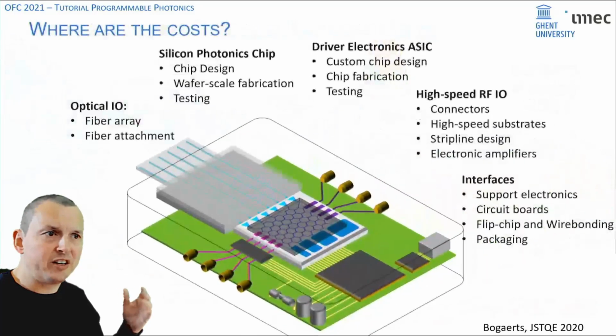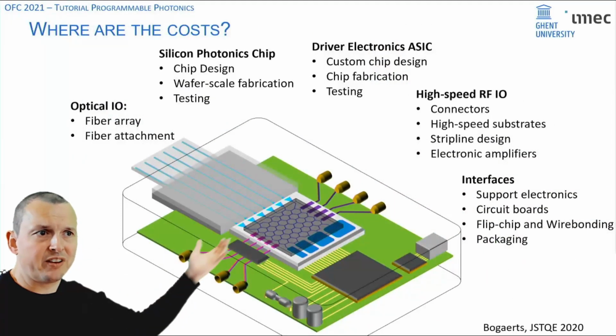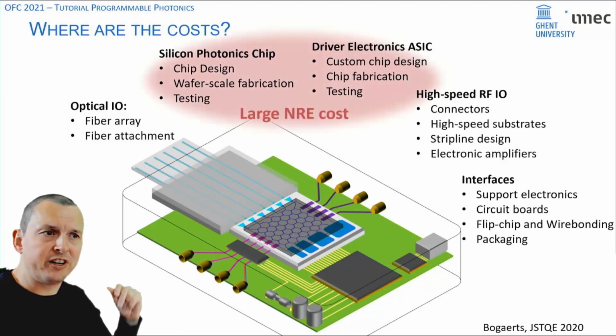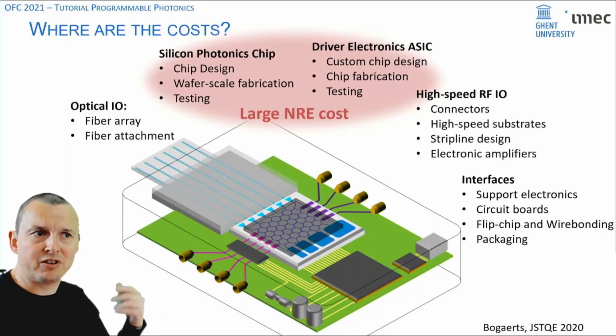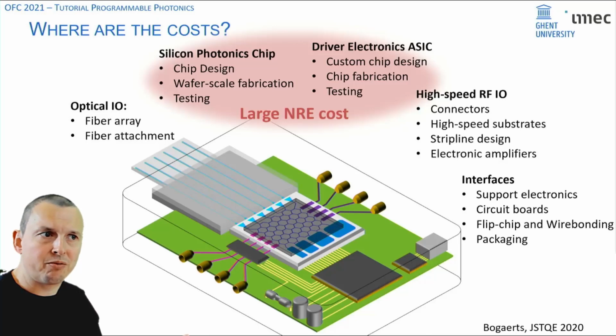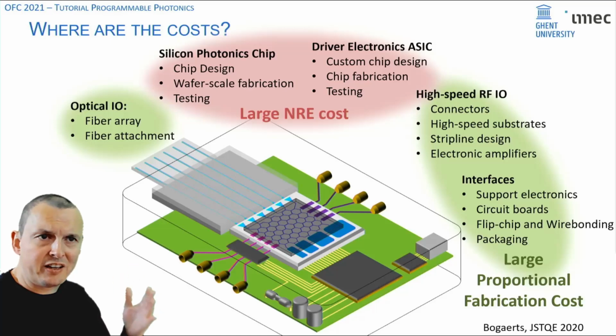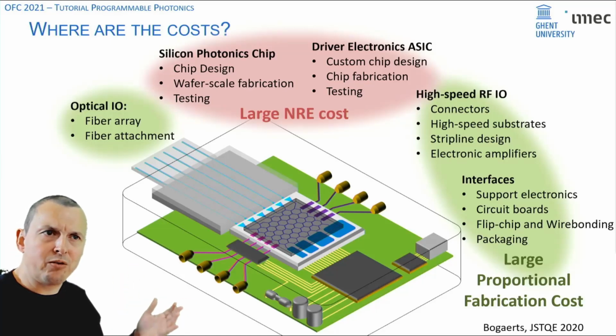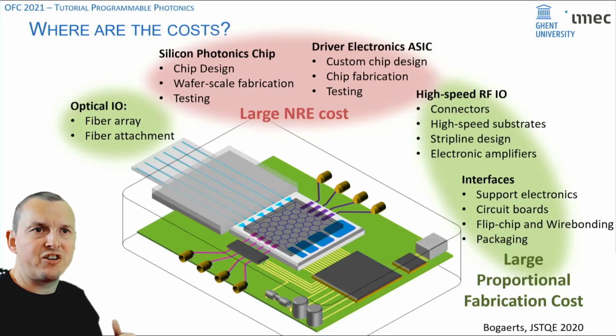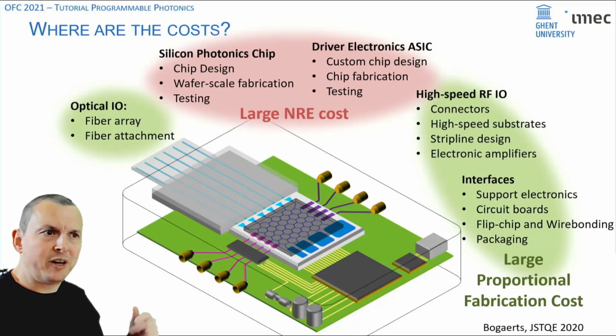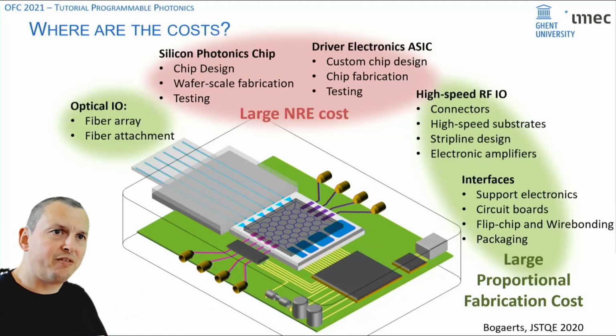Now, where are these costs actually? Well, there's a very large non-recurrent engineering cost in the development of the silicon photonics and the electronics chips. While a lot of the proportional costs in the packaging are exactly the kind of thing that you would like to customize as an application developer. So by taking the large non-recurrent engineering costs out to a central supplier, you get a large benefit.